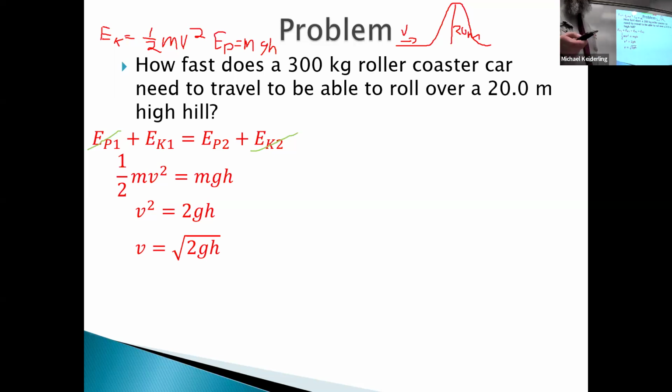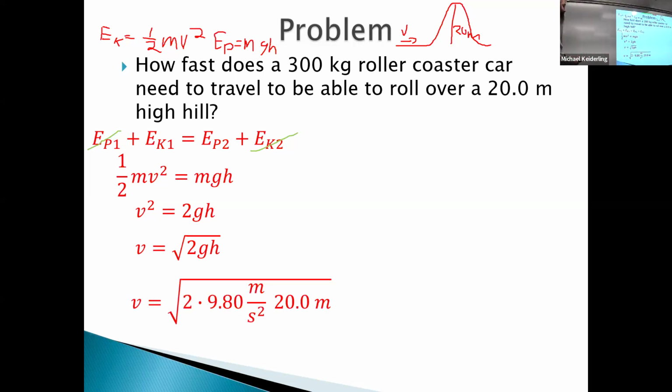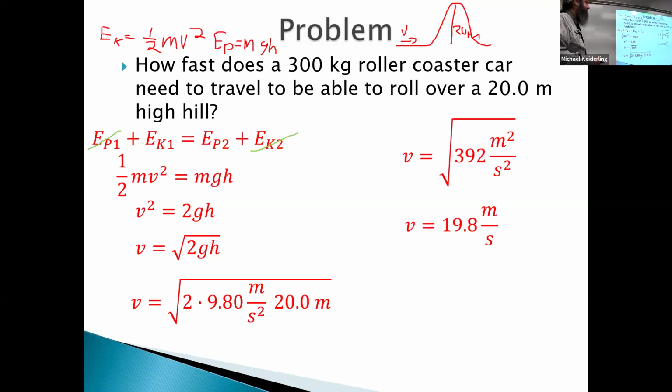We're really just doing the rolling down the hill formula backwards, but backwards in time. So now we're rolling up the hill, but we're trying to find how fast we need to go. And that's as fast as we would be if we rolled down the hill. So 2 times 9.8 meters per second squared times 20 meters. Square root of 392 meters squared per second squared, which comes out to 19.8 meters per second.